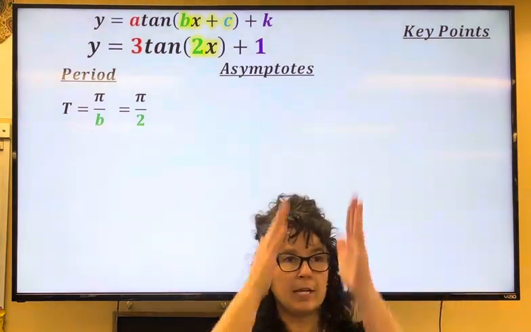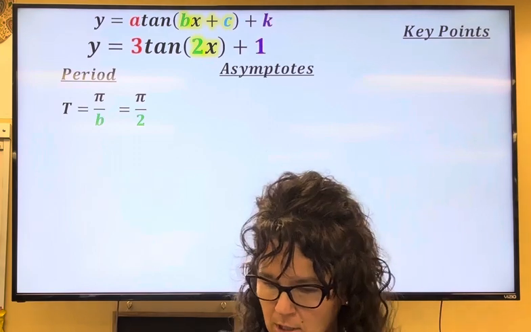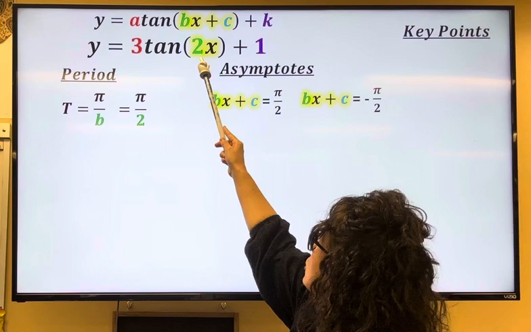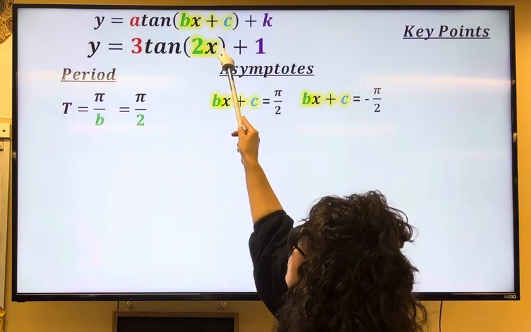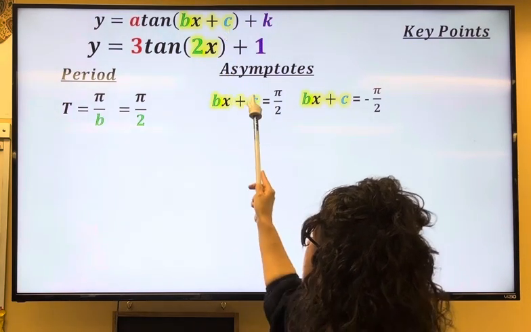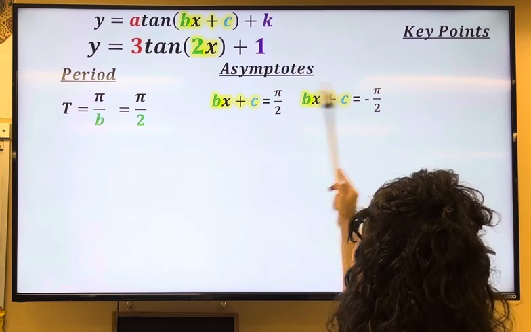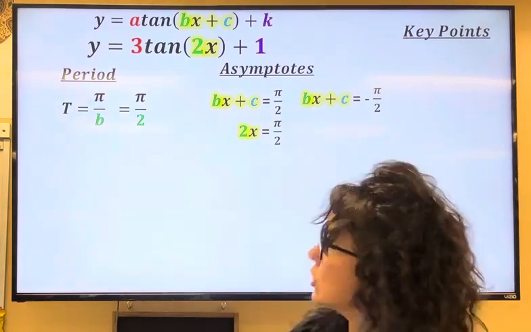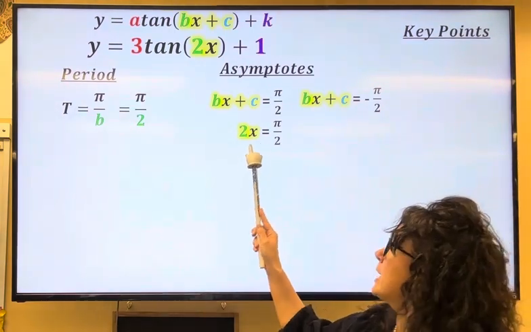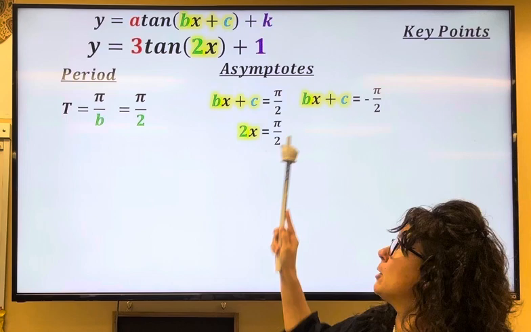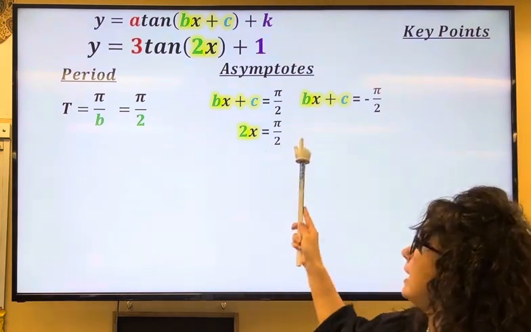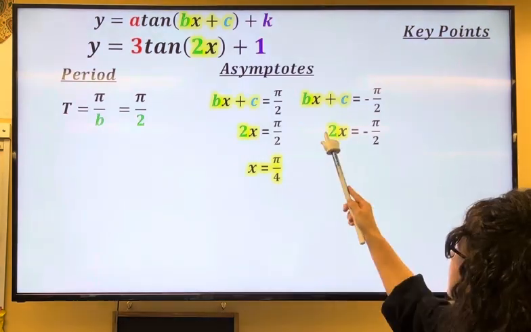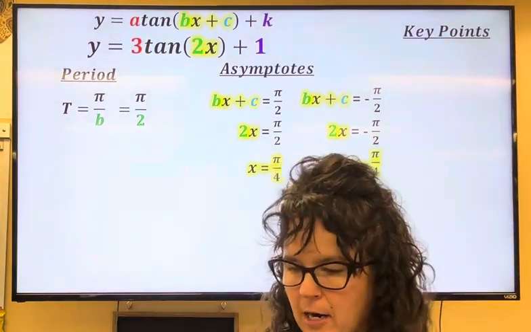I want to graph my two asymptotes. So using these formulas, my b value is 2. My c value, there's no plus or minus a number in here, so my c value is 0. And then I still have pi over 2, negative pi over 2. So I make that substitution to solve. If I want to get x by itself, I'm going to multiply both sides by 1/2, and I end up with pi over 4. And then over here, again, multiply by 1/2, and I get negative pi over 4.